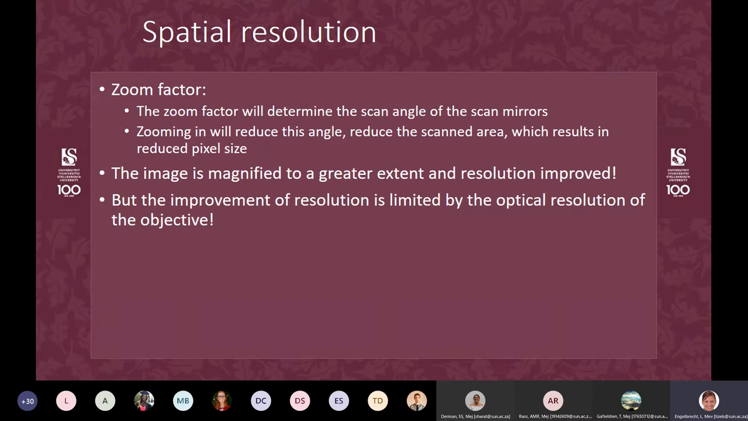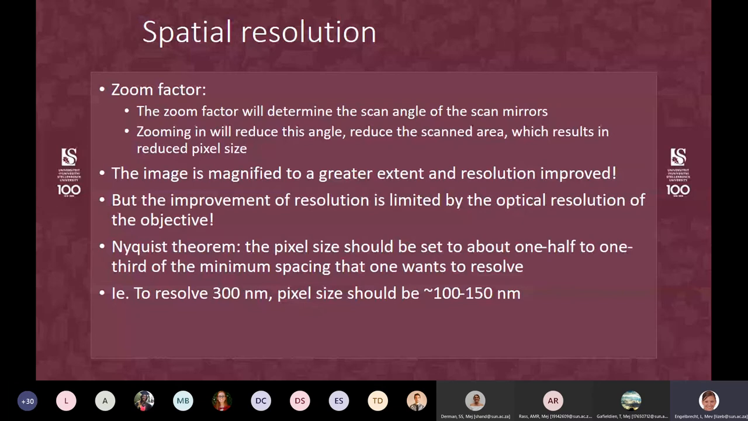The improvement of resolution is, however, still limited by the optical resolution of the objective. It doesn't matter if you can represent your image in 10 nanometer pixels, if your objective and your system cannot resolve 200 nanometers. You can use as small pixels as you want, it won't work. There's the Nyquist theorem, which says the pixel size should be set to about 1/2 to 1/3 of the minimum spacing that you want to resolve. So for example, if you know the image can only be resolved to about 300 nanometers, it's best not to choose pixels smaller than 100 to 150 nanometers. Otherwise it's empty magnification. There's no point in increasing the file size just to get to 10 nanometer pixels, which can't resolve any more than 300 nanometers.